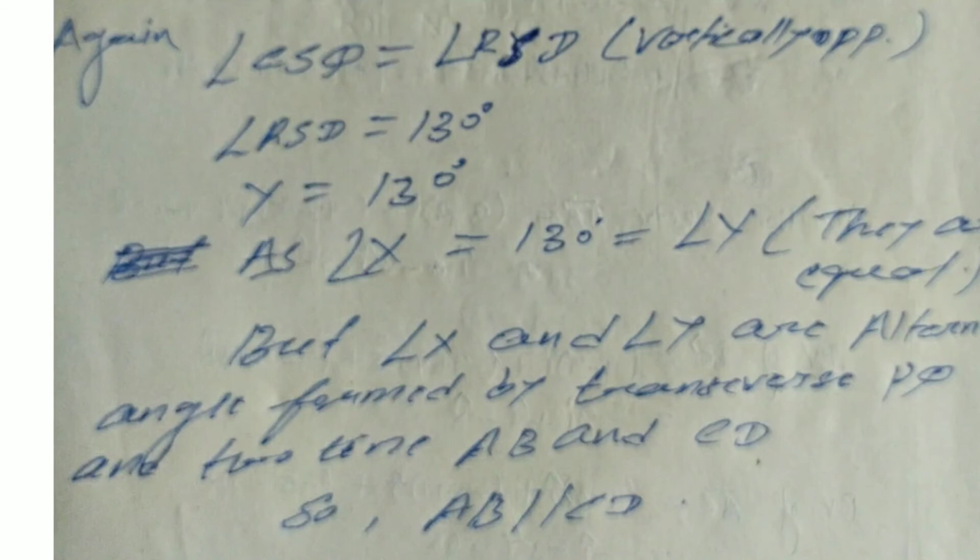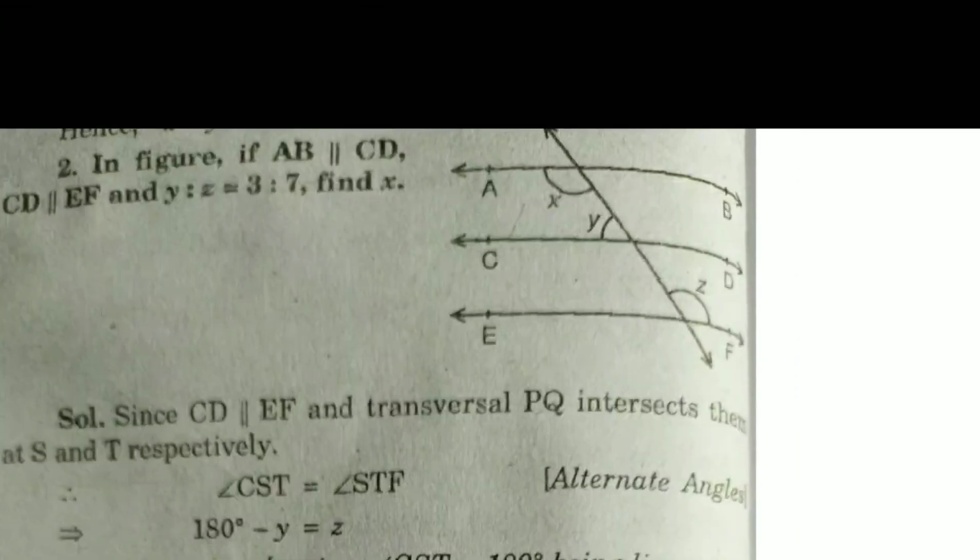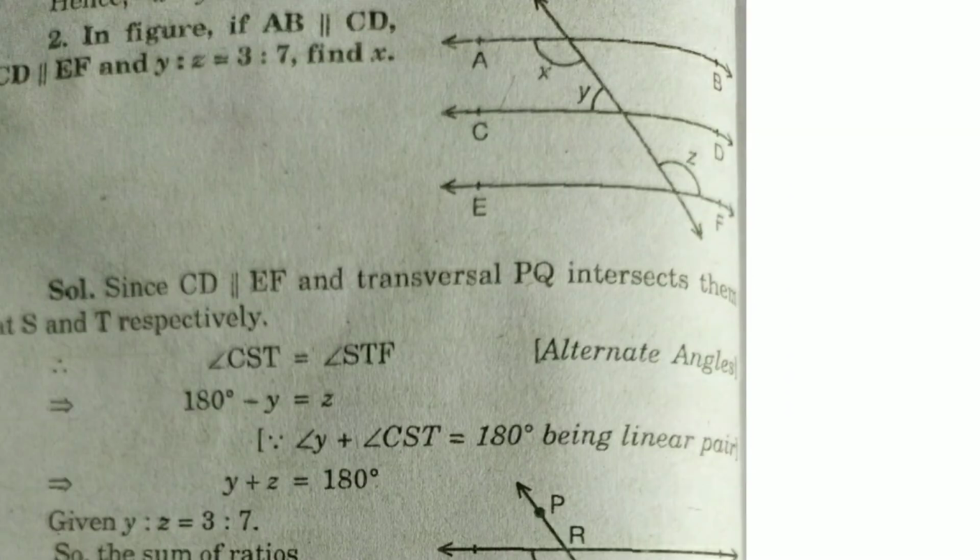Now, next question. Question number 2 of exercise 6.2. As you can see here in the figure, AB is parallel to CD and CD is parallel to EF, and y is to z equals 3 is to 7. Find the value of x. Now, since CD is parallel to EF and transversal PQ intersects them at S and T respectively.